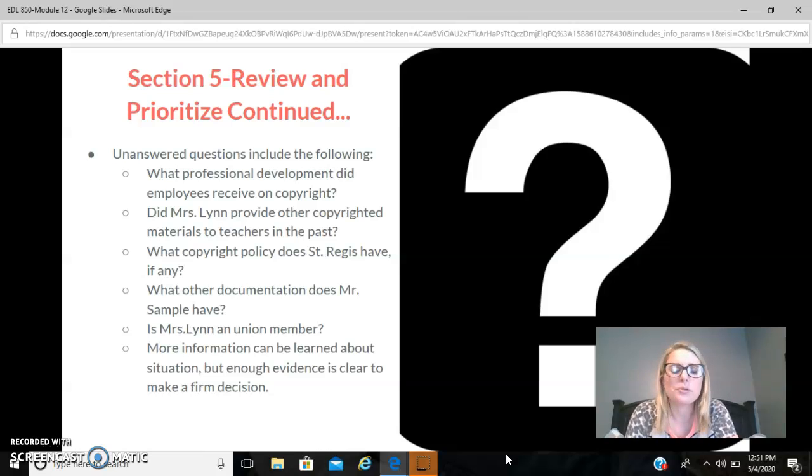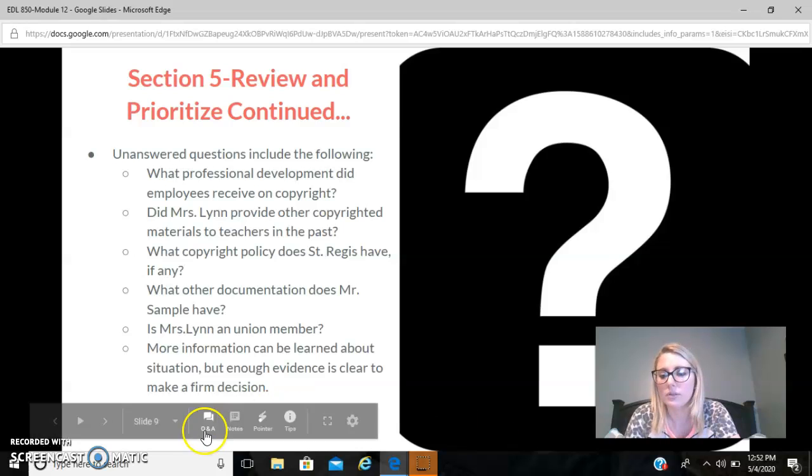What other documentation does Mrs. Sample have, as well as is Miss Lynn a union member? So if she would be involved in a court case, the union would then back her and help her if she was a union member. And more information can be learned about this situation. So those are some of the questions that are unanswered, but I believe that there is enough evidence to provide a clear and firm decision on this case.